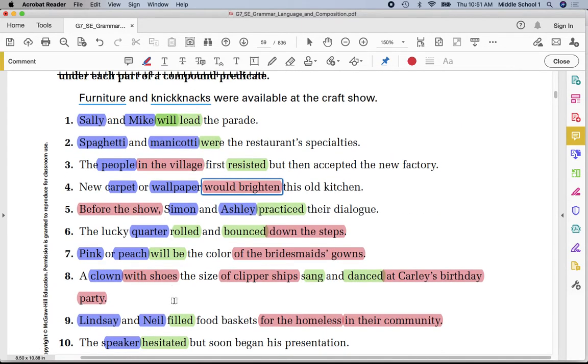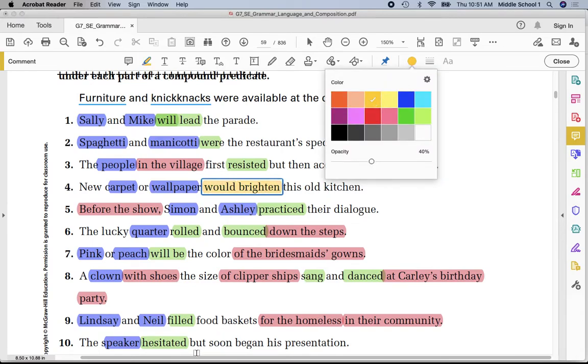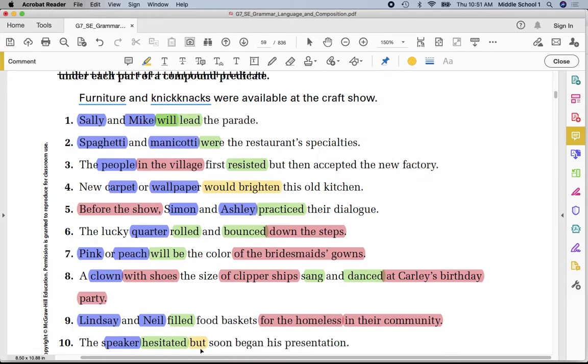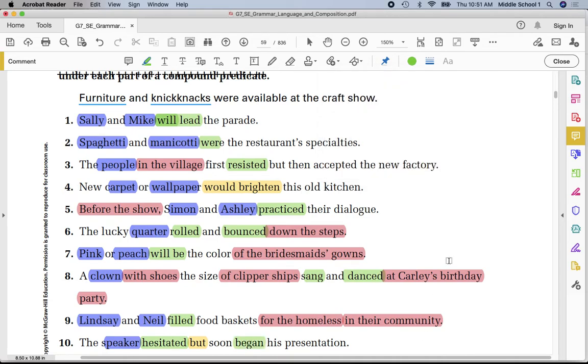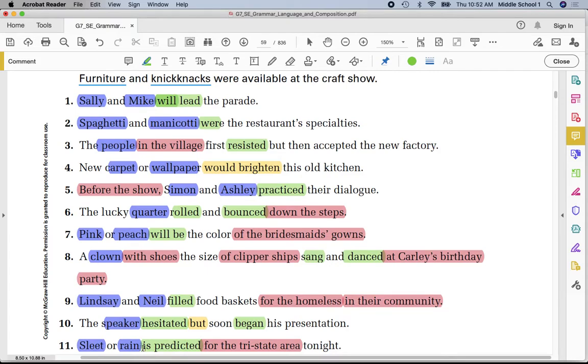Sentence number 10, speaker hesitated. Now, you might be tempted to move on and say, hey, wait a second, there is no other word in the sentence, but I want you to look carefully because I see a conjunction, but. What did the speaker do? The speaker hesitated, and the speaker began. So 2 lines under hesitated and 2 lines under began. Line between, no prepositional phrase in sentence 10.